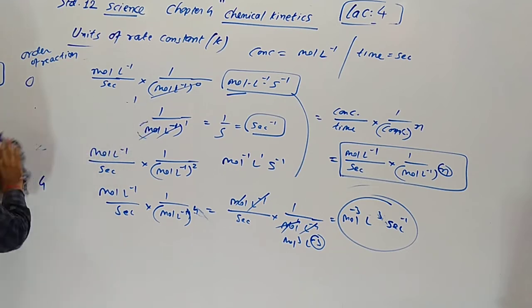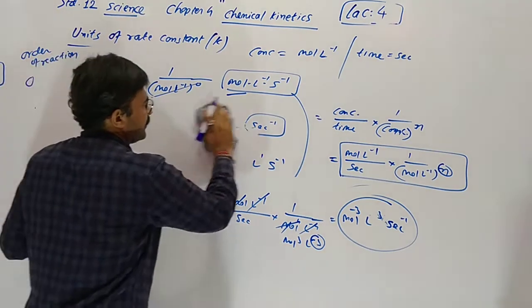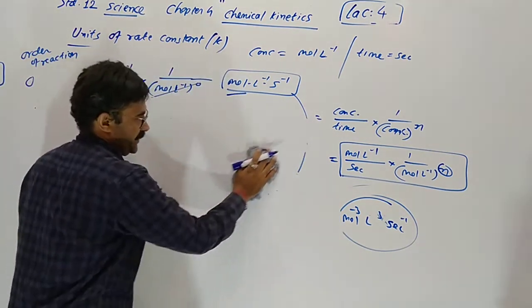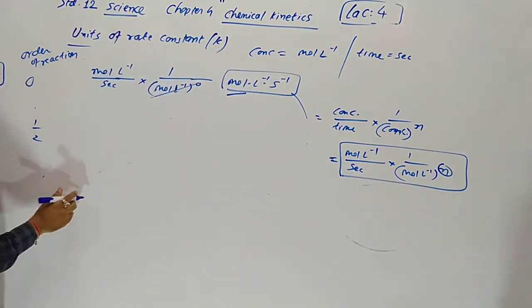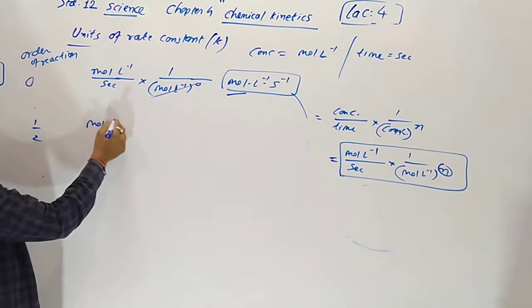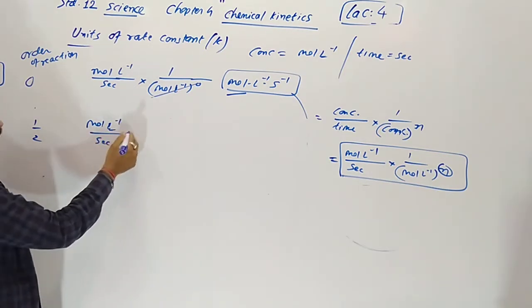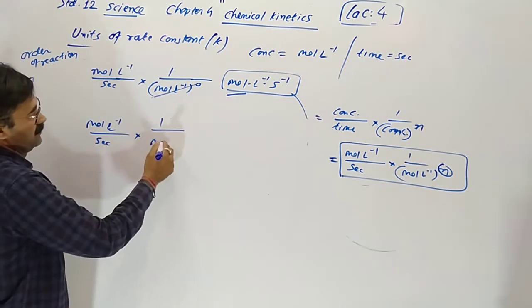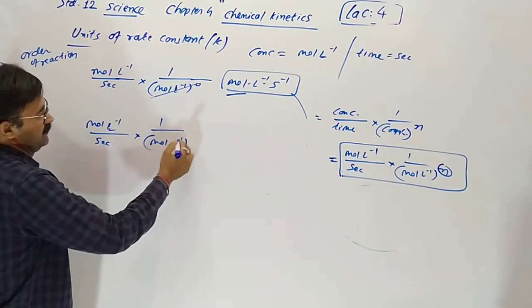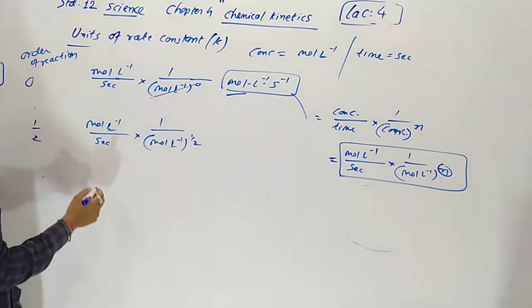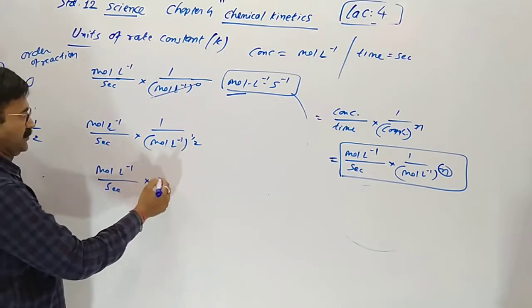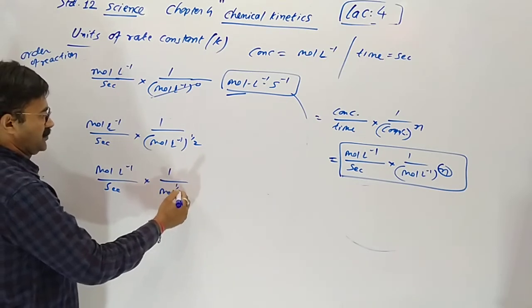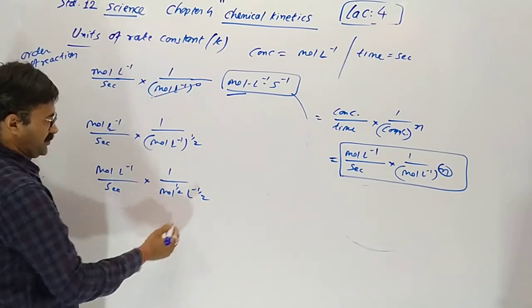Yes, order can be 0 and sometimes a fraction also. What about order of reaction 1/2? Yes, sir. So the unit of rate is mole per liter per second, divided by mole per liter raised to 1/2. So it is mole per liter per second into mole raised to -1/2 liter raised to 1/2.